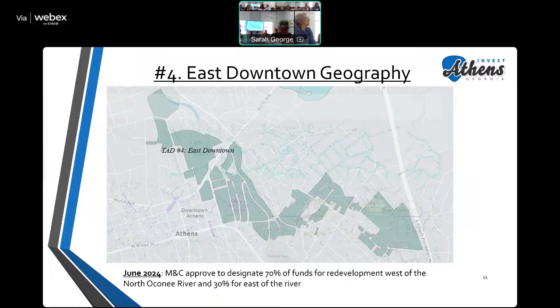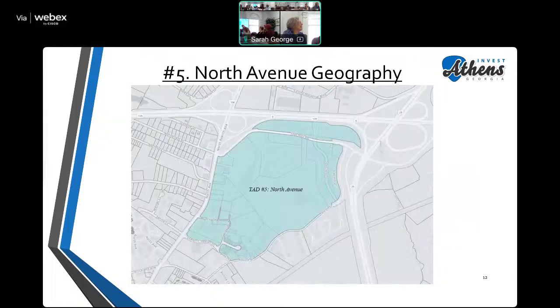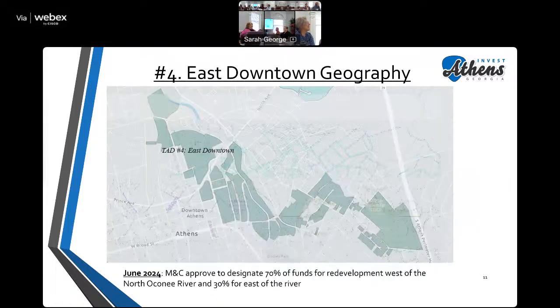So 70% of funds are going to be assigned to redevelopment west of the North Oconee River, and 30% to the east. This is the river, so the rest of the river is from here over. And that's where the 70% is going? Yeah.